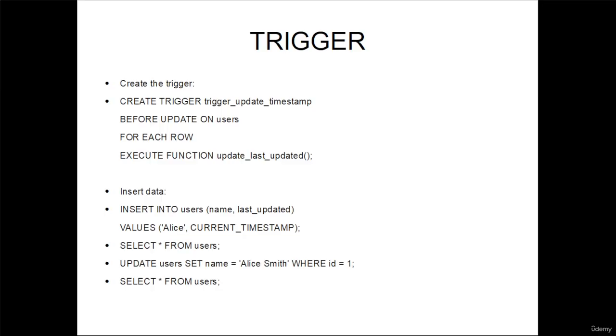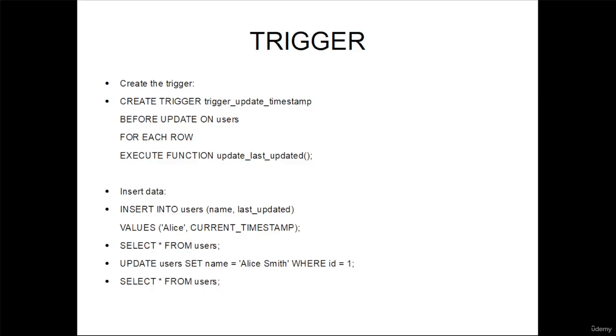Now we do an update, and the field last_updated should get a new value. UPDATE users SET name = 'Alice Smith' WHERE id = 1. When you update a row in the users table, like changing the name, the trigger_update_timestamp trigger fires before the update is committed. It calls the update_last_updated function, which sets the last_updated column to the current timestamp. The updated row is then saved with the new timestamp.